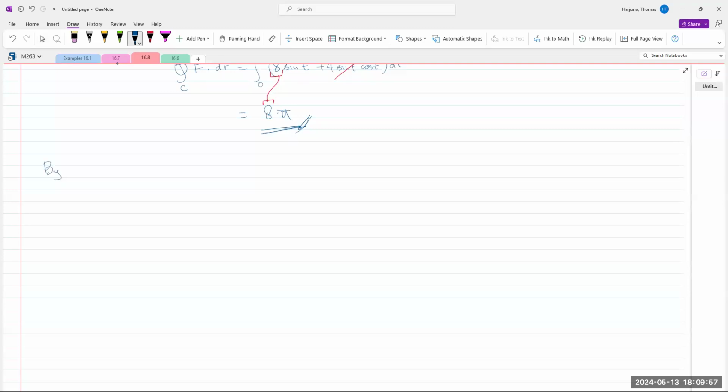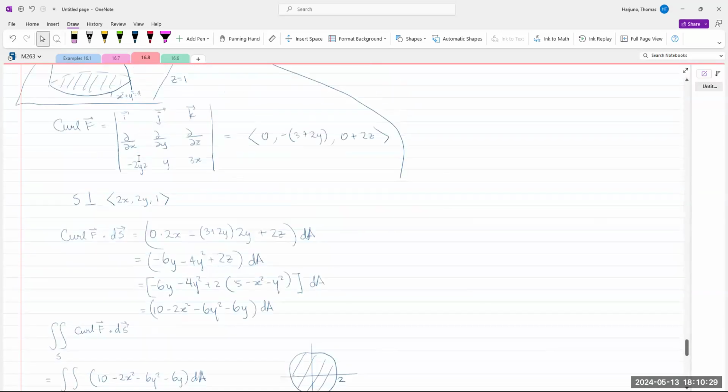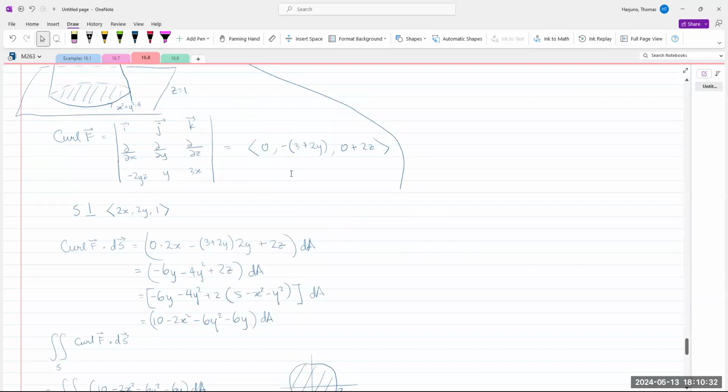By double Stokes, you apply Stokes theorem twice. Notice that D is the surface z equals 1, which is normal to 0, 0, 1. Now the curl of F, we computed earlier up here. The curl of F is this, right? This is the curl of F.